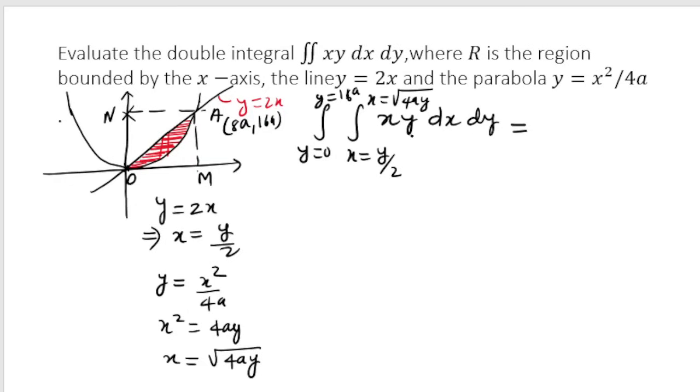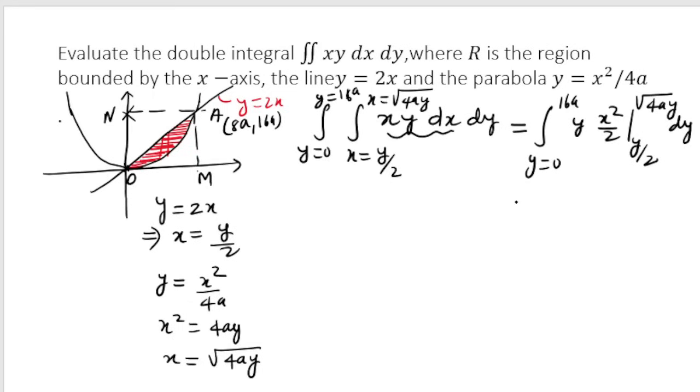Now if you evaluate it, you will get the answer. I am not going to evaluate this. This process is simple. You have to integrate with respect to x first. Let me write the first step: y from 0 to 16a, and since you integrate with respect to x first, you take y and then write x²/2, with limits y/2 to √(4ay). Then you have to integrate with respect to y. I would suggest you complete the solution and let me know whether you get the same answer, that is 2048/3 a⁴. If you don't get the same answer, you can let me know through the comment section, and then I can verify.